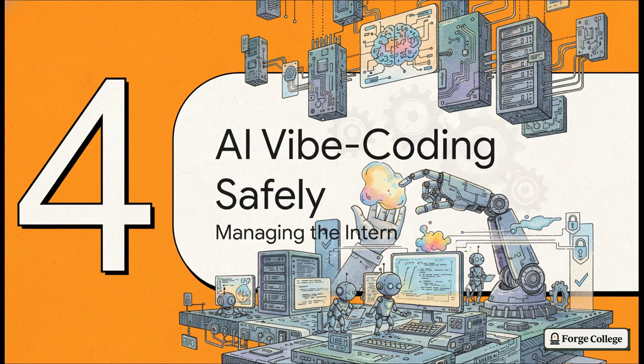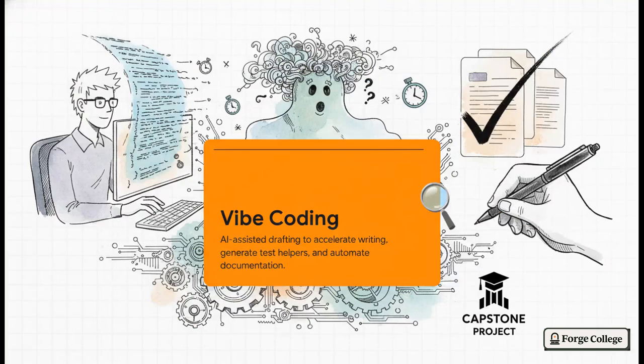Or, how to manage the eager intern. So, vibe coding is a relatively new term, but man is it relevant right now. It refers to using AI-assisted drafting to seriously speed up your workflow. You can use it to draft those comparative sections, spin up test helper templates, and just absolutely crush repetitive documentation tasks. Honestly, I like to think of vibe coding as having an incredibly fast, highly enthusiastic, but maybe slightly hallucinating intern sitting right next to you.